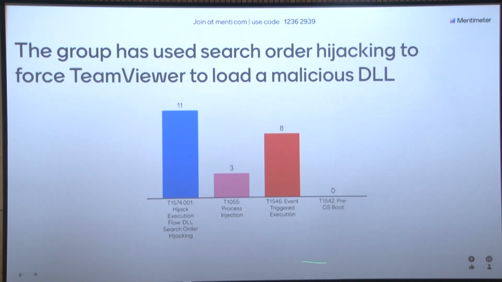Okay? And the fourth one is pre-OS boot. In this TTP, attackers place their malicious code or malicious executable in the boot section. So, whenever the machine starts booting, that malicious code will get active. This is all kind of making a persistent connection with the victim machine. Is it clear?